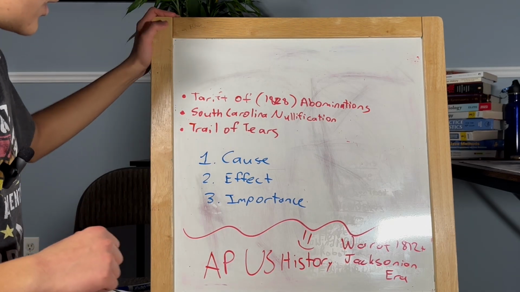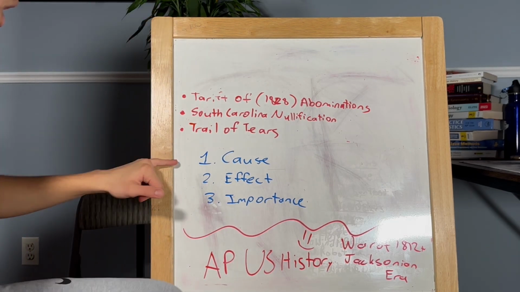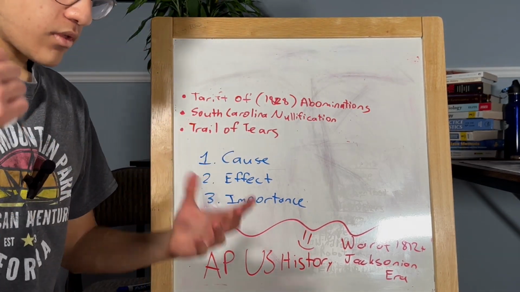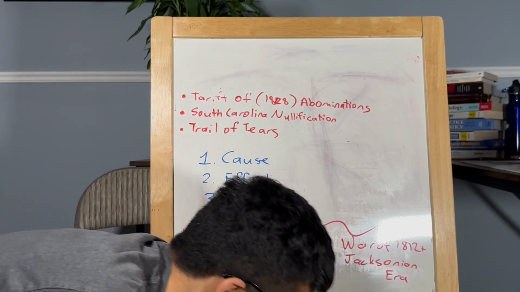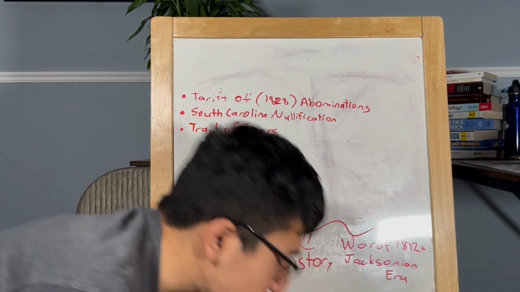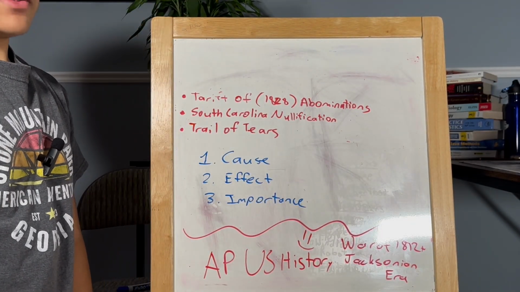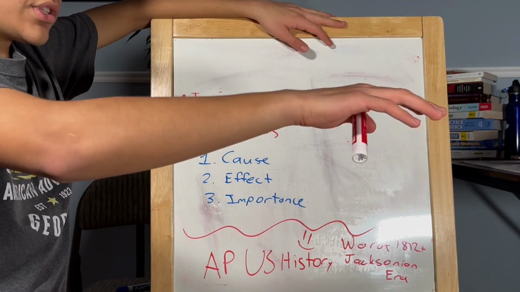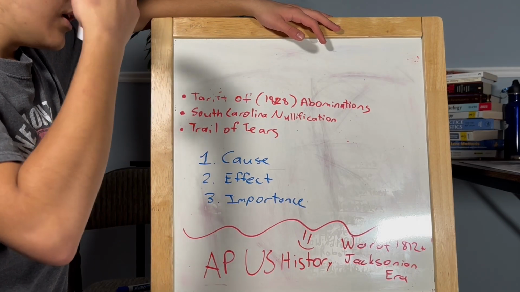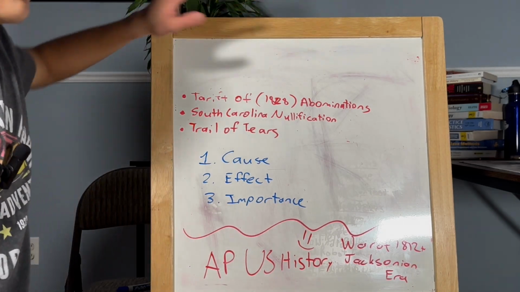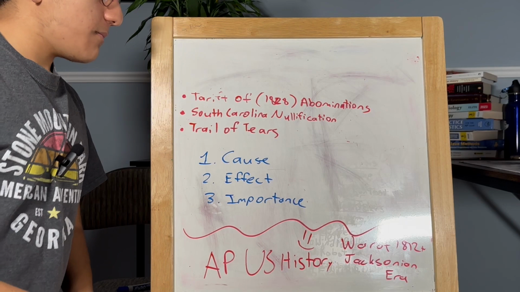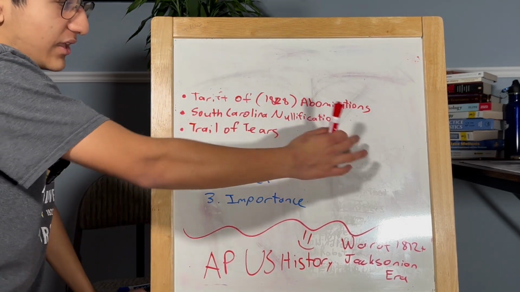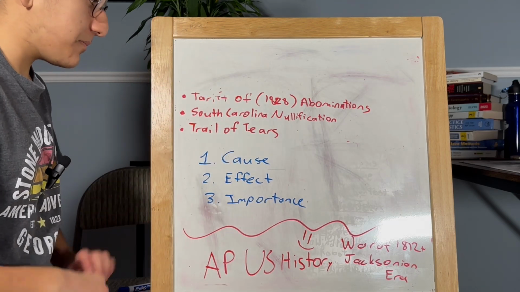So let's continue. Tariff abominations. The cause of tariff abominations is, give me a sec. They want to reduce foreign competition with manufacturers. So they instill a tariff on foreign goods, the price goes up, their stuff looks cheaper in comparison, and people have to buy it. However, we'll get to the however part actually. So the effect is obviously the South Carolina nullification, which is why I put them together.